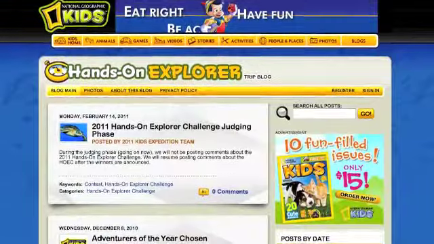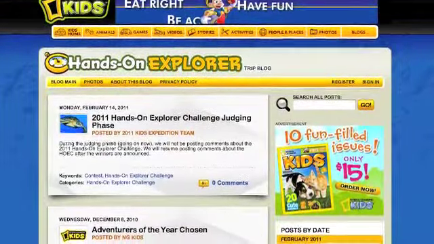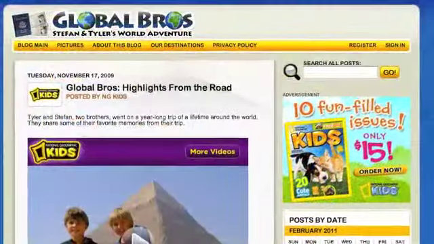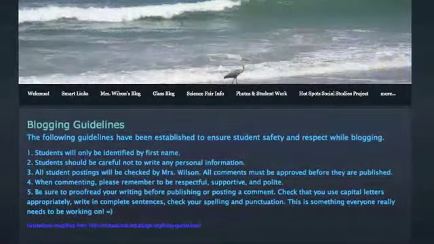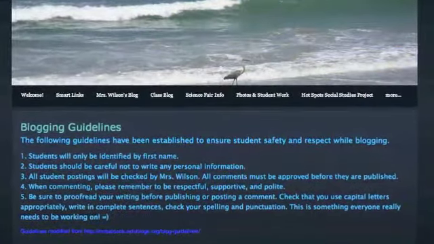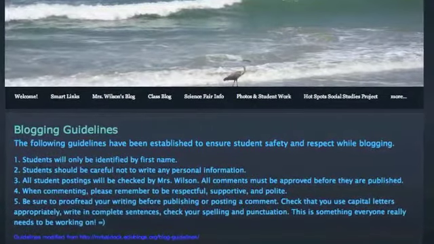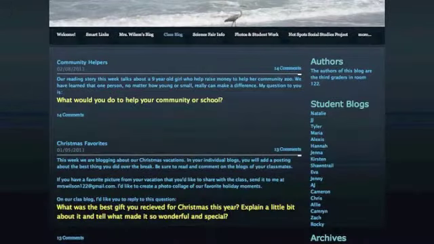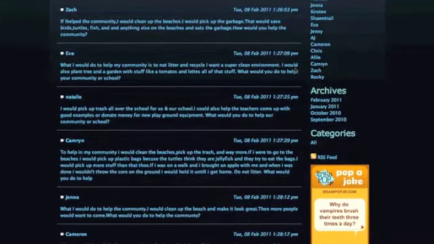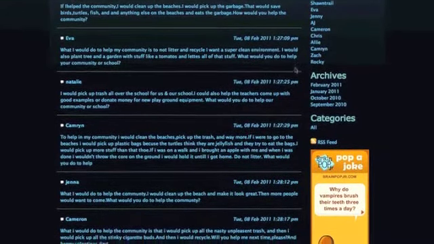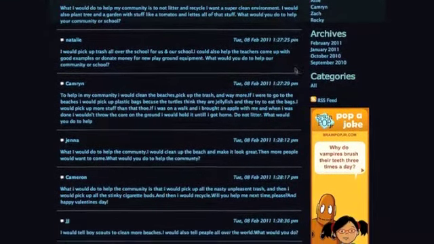I started my students off slow. I introduced them to blogging by showing them some student-friendly blogs that they may have seen before. We went over blogging guidelines and discussed proper blogging etiquette. After that, the blogging adventure began by having them post comments to a class blog. After a month or so of this, students began to feel comfortable enough to post to their own personal blogs.